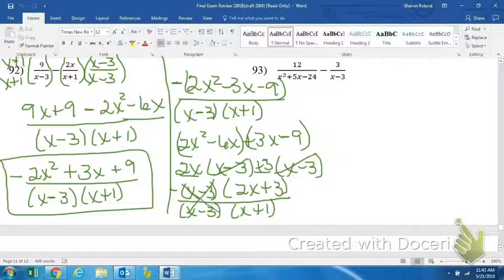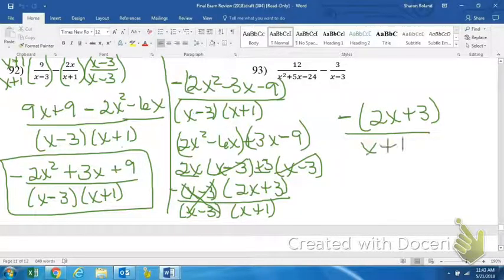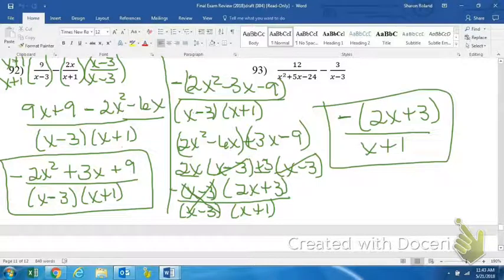These cancel, and so I ran out of room, but your answer, don't forget that, is going to have a negative 2x plus 3 over x plus 1, and that's your answer. But I'm going to have to erase this to do the next one. So I'm leaving it for a second so that you guys can copy it. Now I'm erasing it.